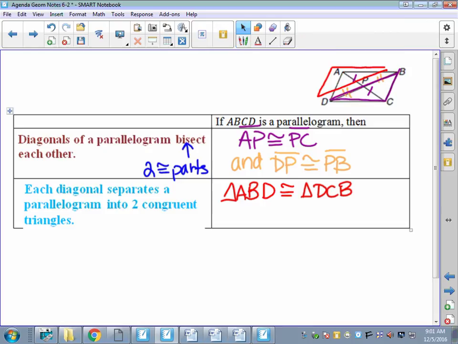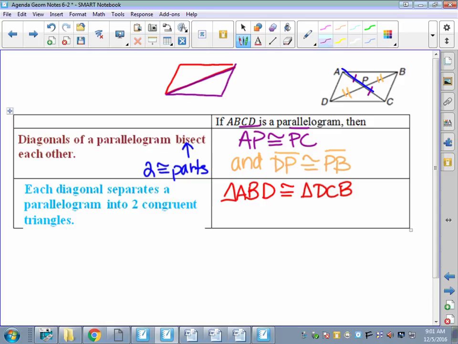I also know, if I look at the other diagonal, let me keep these 2 congruent guys together here, that there's 2 congruent triangles formed. So I know that triangle ACD is congruent to triangle CAB.